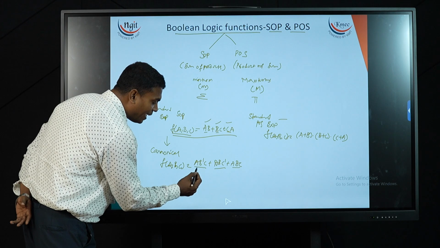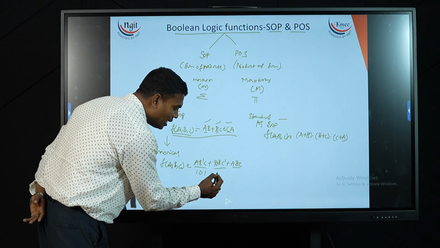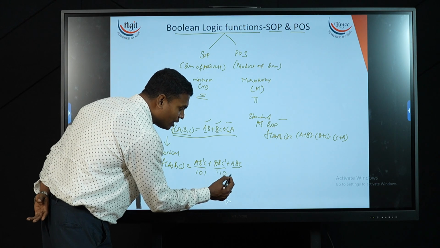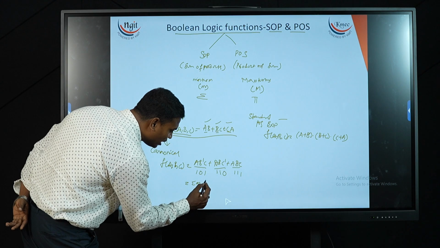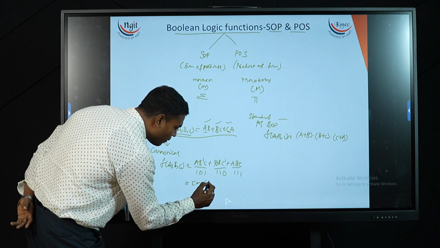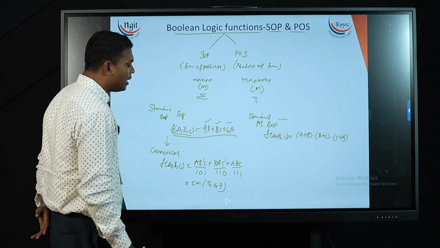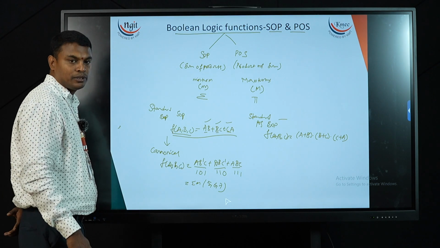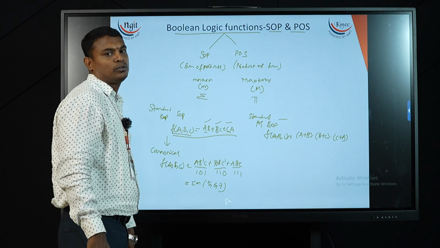Now ab'c is 1 0 1, abc' is 1 1 0, abc is 1 1 1. So I can represent this expression as summation m of 5, 6, 7. This is my expression represented using min terms, that is the canonical form. The same thing I cannot represent for my standard SOP.